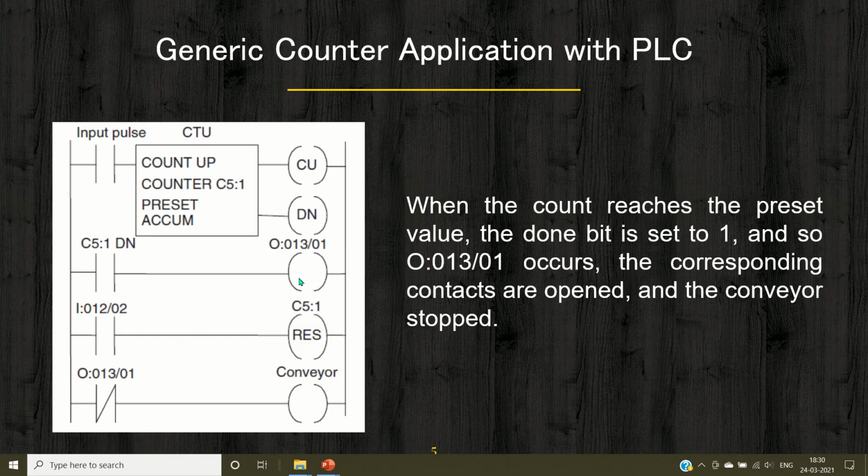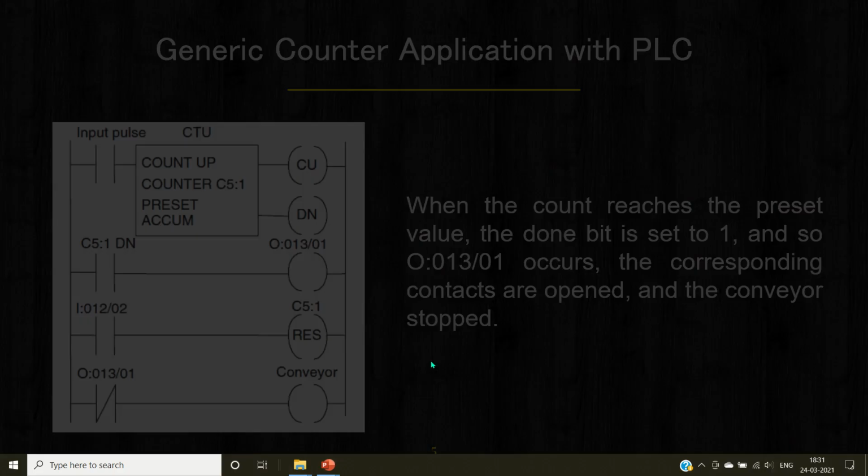Now this output coil 013/01 is connected to the done bit. That means we have already discussed that once the counting is done, the done bit is high. The done bit is high, that means it will activate this coil. Once this coil is activated, all the NO contacts associated with this coil will become NC, and all the NC contacts associated with this coil will become NO. So earlier the conveyor was on, but now this NC will become NO and this conveyor will be stopped. So this is how a counter can be applied for controlling a conveyor.